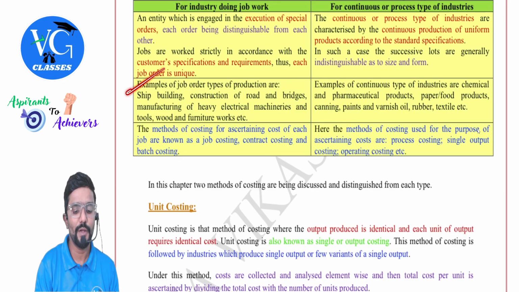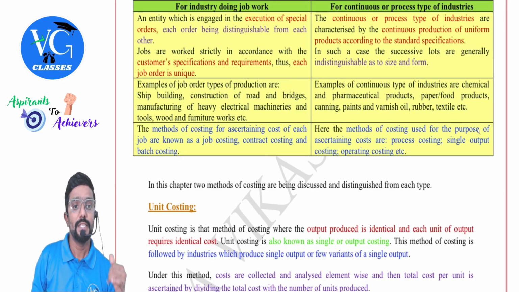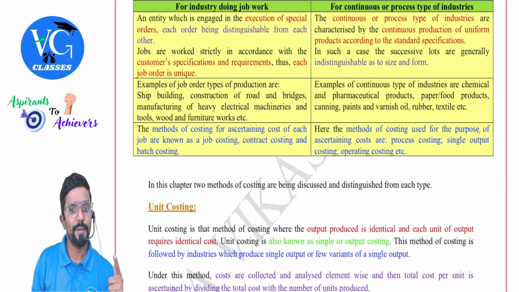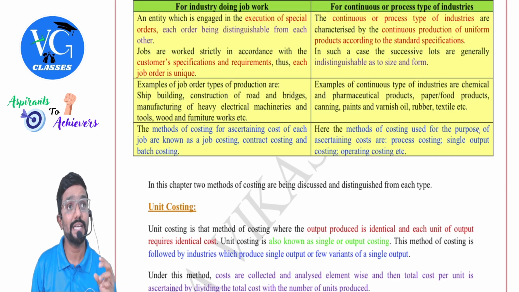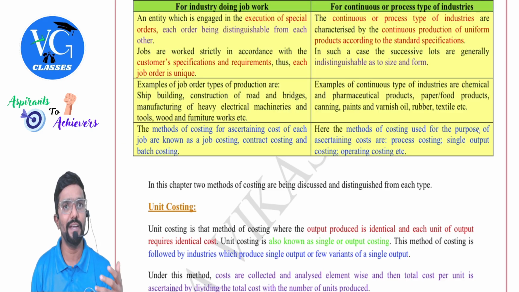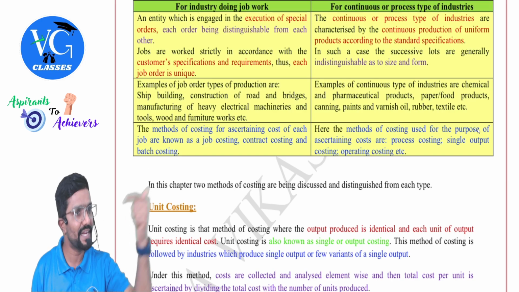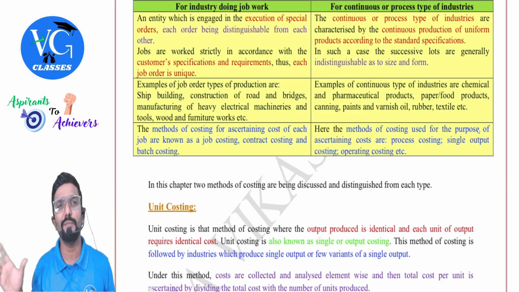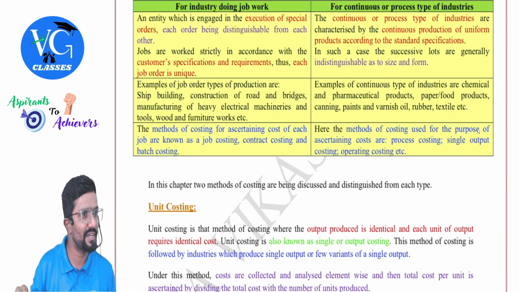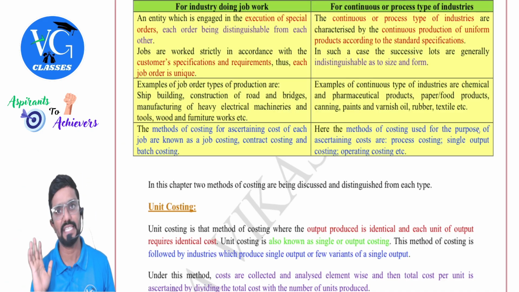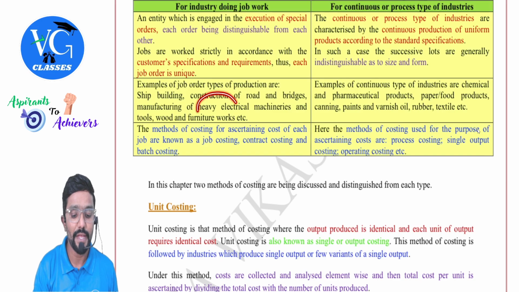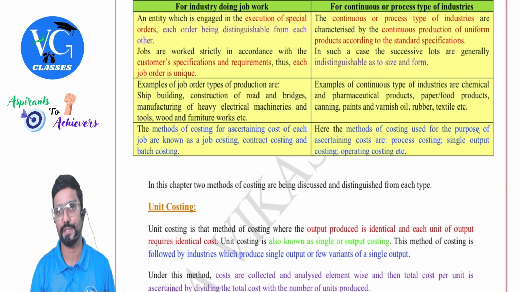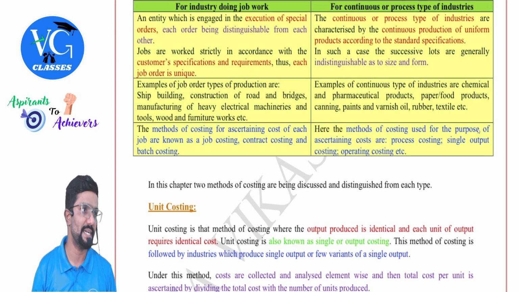Examples of those following job work are shipbuilding, construction of roads and bridges, manufacturing of heavy electrical machineries and tools, wood and furniture works, etc. Guys, if it is heavy machines, shipbuilding and all, they will manufacture only once they get the order. If it is small machines and all, maybe they will manufacture and keep it, and you will go and select it.